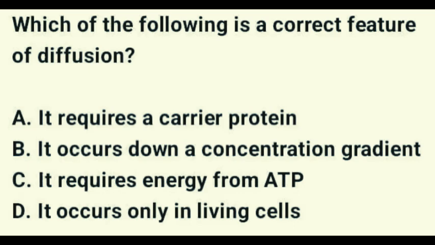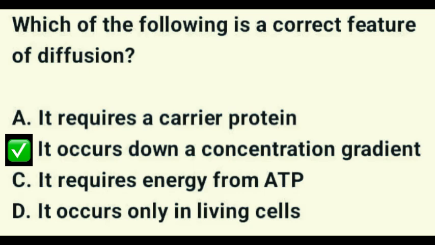your exam. The first question we have here says, which of the following is a correct feature of diffusion? A. It requires a carrier protein. B. It occurs down a concentration gradient. C. It requires energy from ATP. And D. It occurs only in living cells. The correct option here is option B. It occurs down a concentration gradient.